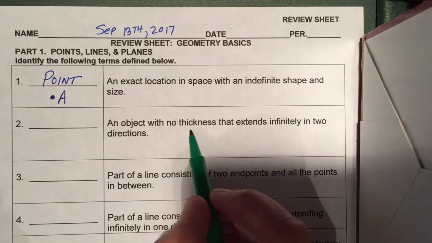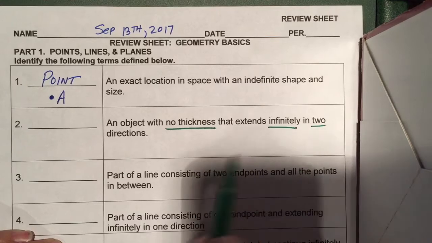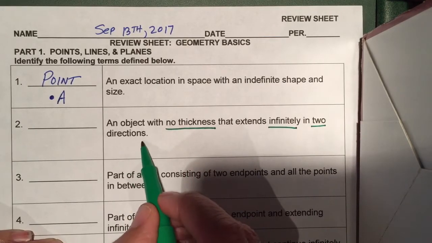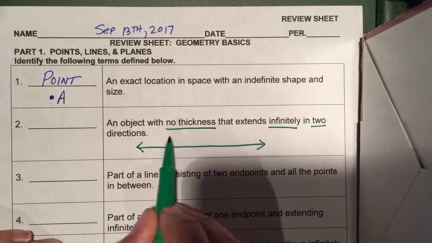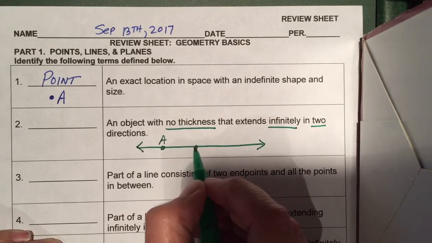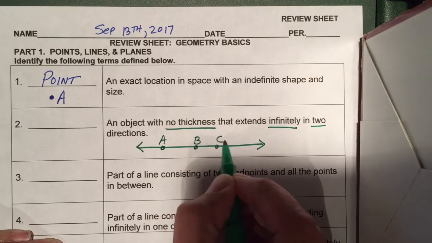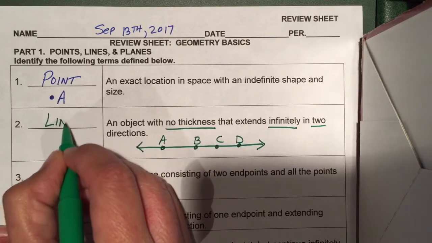An object with no thickness that extends infinitely in two directions. So we're looking at an object with no thickness that extends infinitely in two directions. And that, of course, is going to be a line. And I'm just going to give you a basic line here. So that's going to be a line.